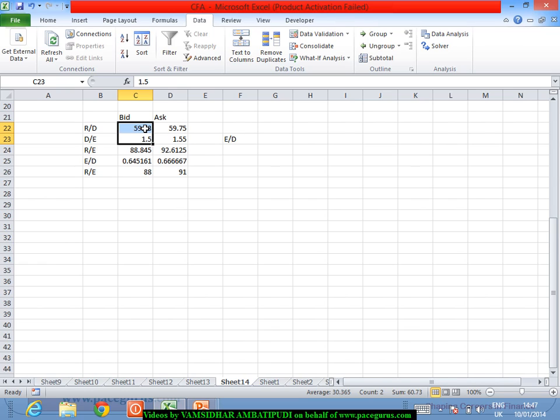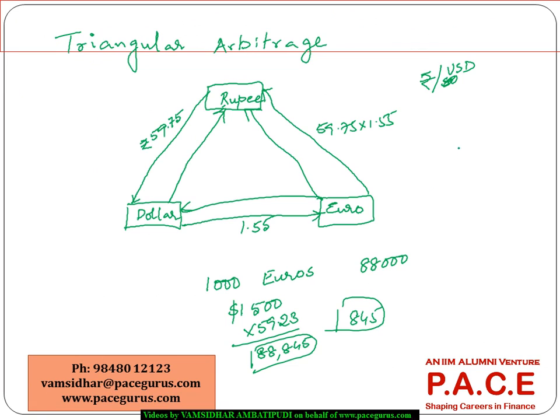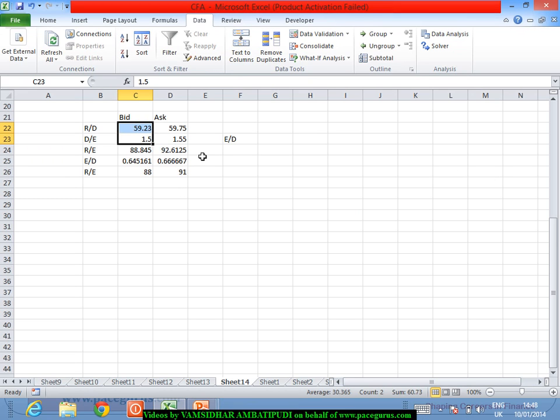Whatever money I am having, even the local money, let's say I have rupees and I want to convert them into euros. Another scenario. Let's say I have 10,000 rupees with me and I want to convert them into euros. So I have to sell rupees and buy euros. If I have to buy euros, the dealer will be selling the euros at 91. Right? The dealer will be selling the euros at 91.